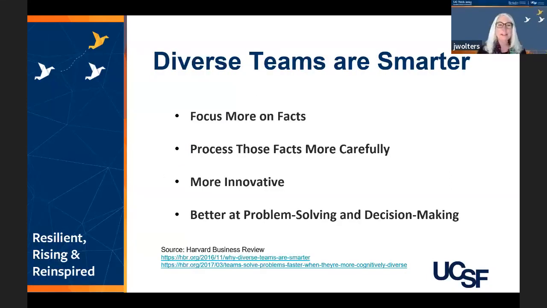A little bit more about diverse teams. They are smarter. They will focus more on the facts. They'll process those facts more carefully. They're more innovative, and they're better at problem solving and decision making. So when engaged, they want to do better, and the teams will do better as a result.